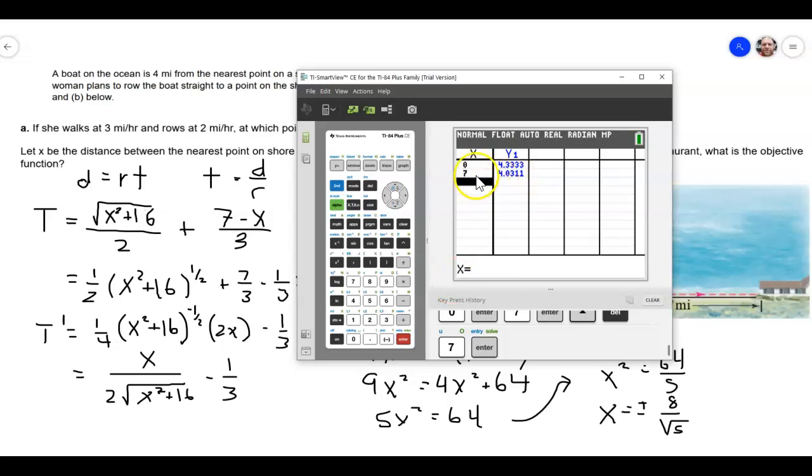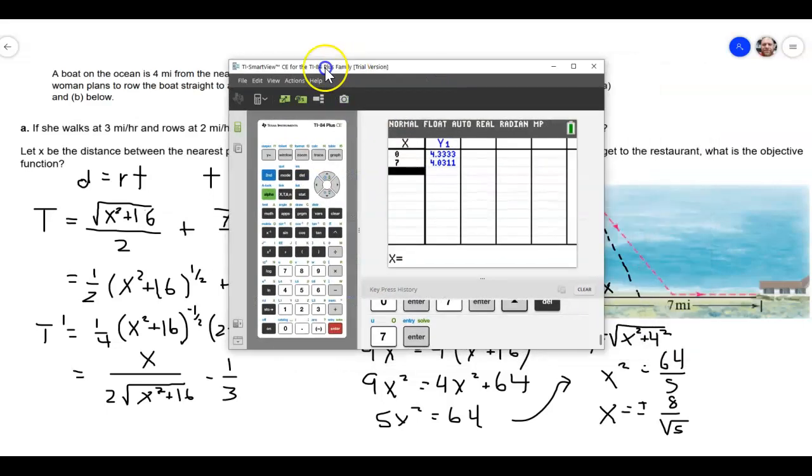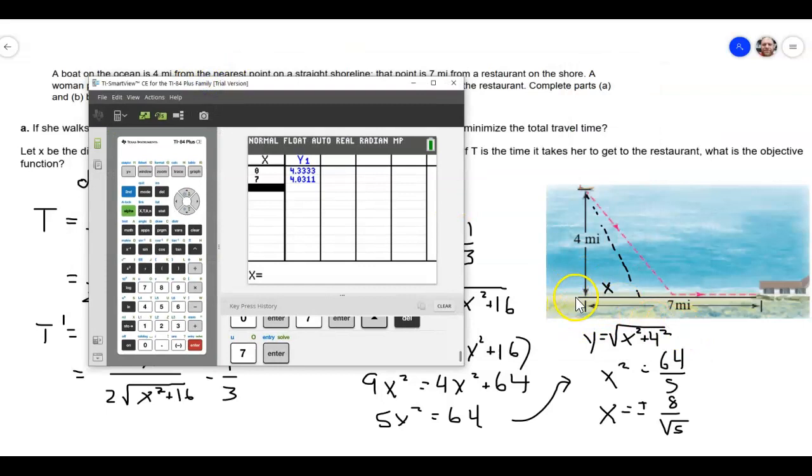So this says that if my x value is 0, which means what? That means I boated straight to shore and walked the entire way. It's going to take me 4 1/3 seconds. If my x is 7, that means that I boated the entire way because my distance there was 7 where I landed. It's going to be a little bit shorter of a time.